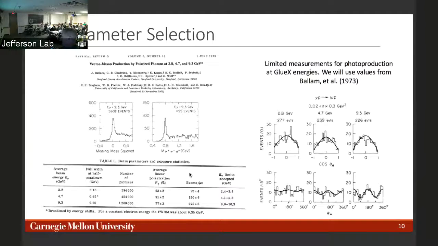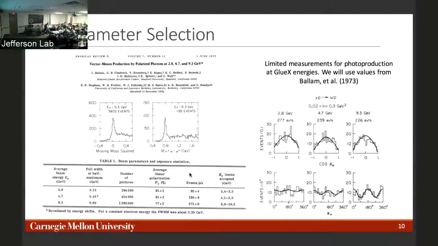Okay, so we can look at what their data looks like. It's sort of sparse. This is the missing mass squared of the pi plus, pi minus, pi zero system. They're sort of monochromatic photons, so you don't really need to worry about a big energy spread there. The missing mass squared is here. They cut around this, and this is their distribution for the omega system. You can see that they only have 1,100 events, which we have in probably 10 minutes.